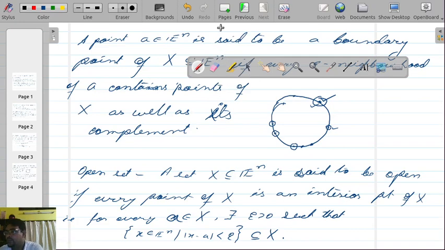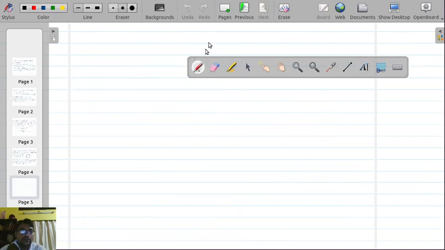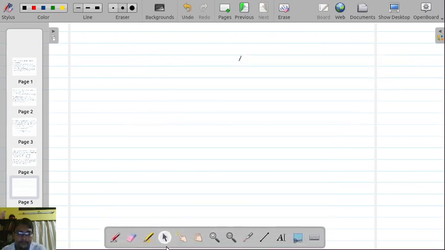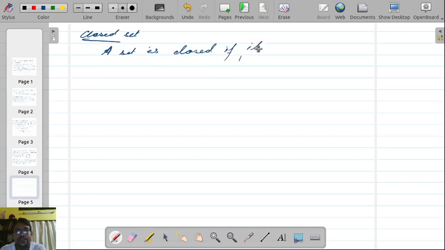And a closed set: a set is closed if it contains all its boundary points.